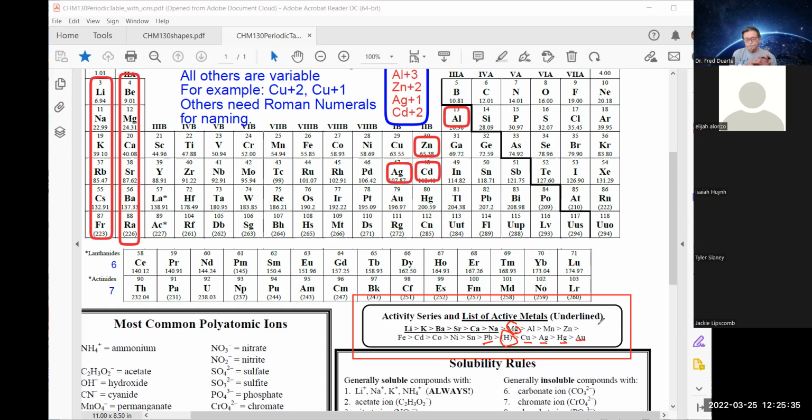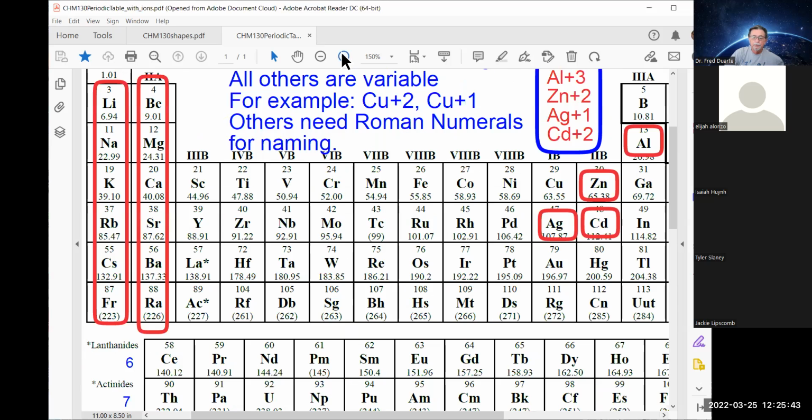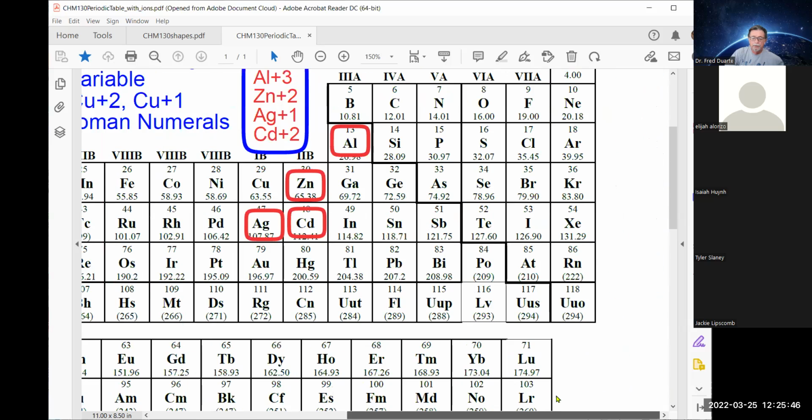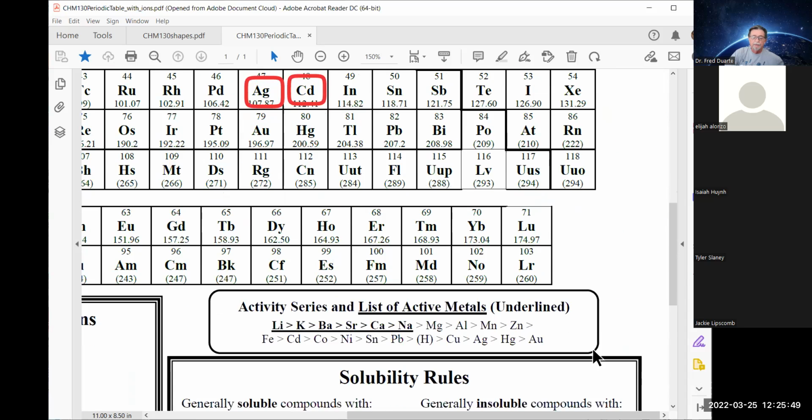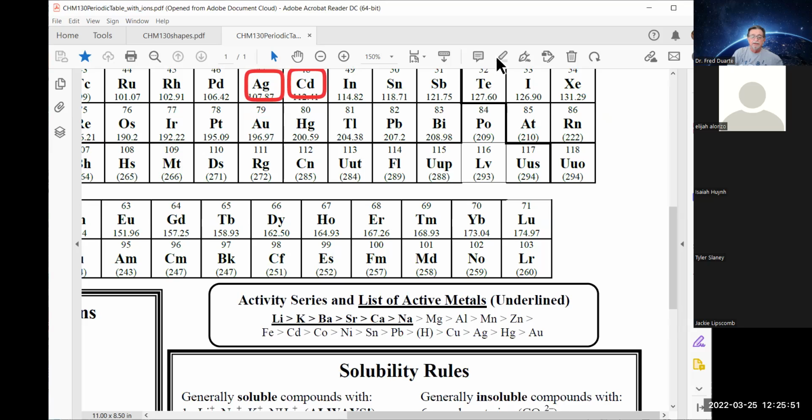Okay. Now, the way you read this table is as follows. Let me zoom it up a little bit more. You'll see the symbol greater than. What that tells you is lithium is the most reactive metal there is. And it is more reactive than potassium, which is more reactive than barium, strontium, calcium. Sodium is more reactive than magnesium, and so on and so forth until we get to the end of the list, and we get to gold, okay? And that's how you read that.